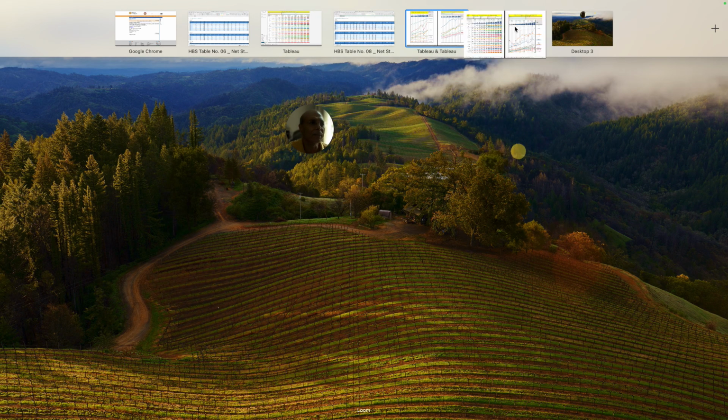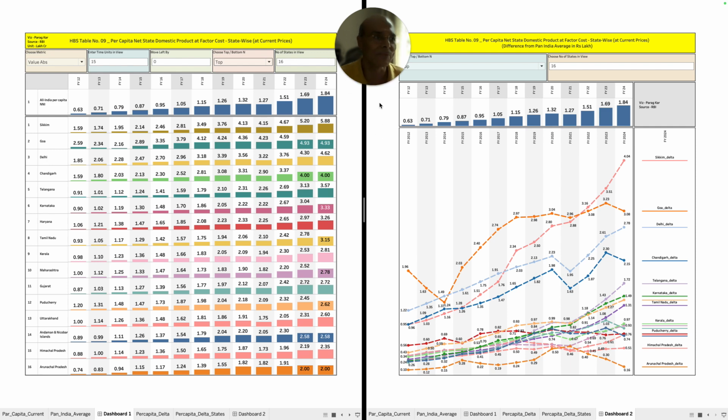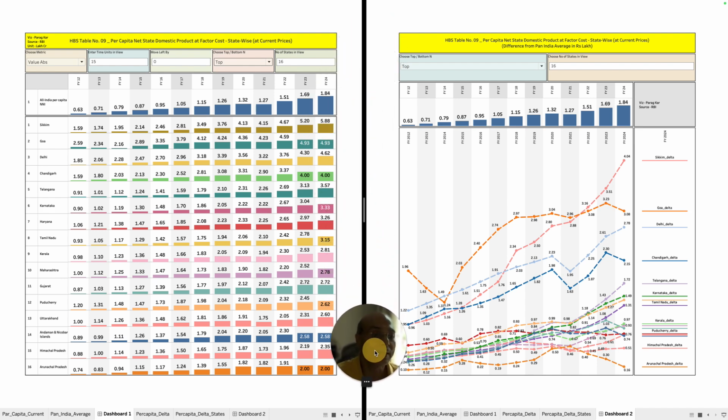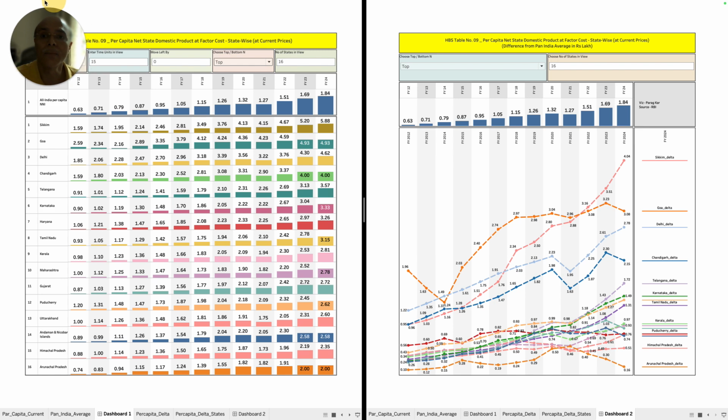Now let's look at the per capita part, which is very, very interesting. Why is per capita interesting? Because you will see some states are doing great as far as per capita is concerned, and some states are not doing so great. So what is per capita?